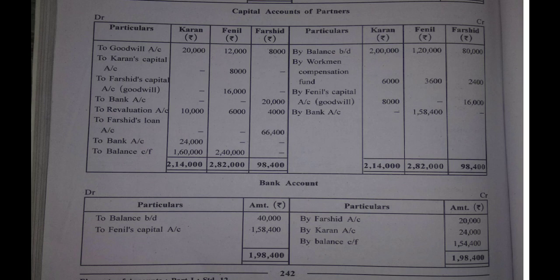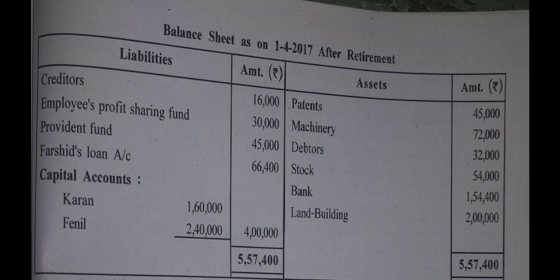This is to be transferred again in the balance sheet. On asset side, you can see it is written bank 1,54,400. Yes, and on credit side, you can see the closing balance of capitals, which are as per the new ratio as per adjustment number 8 that we have understood, which is 1,60,000 and 2,40,000 respectively. And the total capital of the new firm is just similar to the total capital of old firm, which is 4 lakh.